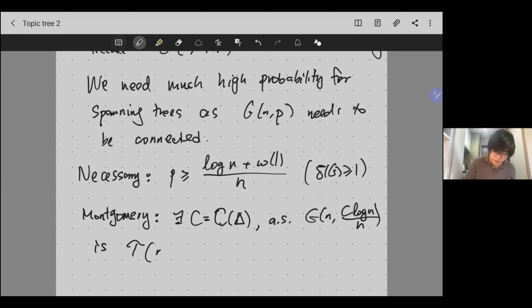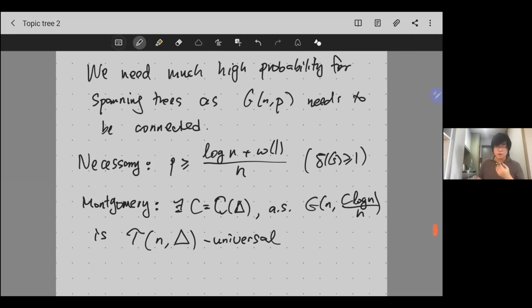Is spanning tree universal with bounded degree delta. Okay. In other words, when the probability is beyond C log n over n, the graph becomes connected. We don't have obvious obstruction anymore. Then we start to see all possible trees, spanning trees with bounded degree simultaneously.